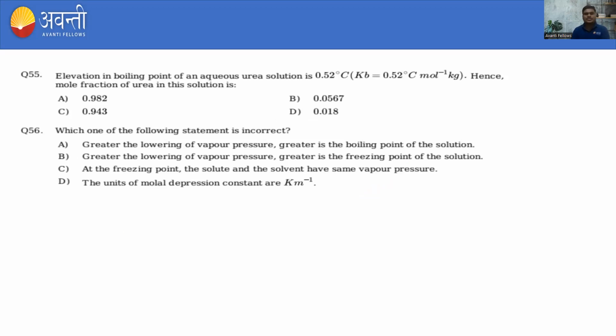Now, move to the next question. That is question number 55. So, what does question number 55 basically ask? In this question, they are asking: the elevation in the boiling point of an aqueous solution is 0.52 Kelvin, which is already given, 0.52 degrees Celsius. Kb is also given. You have to calculate the mole fraction. So we know, by using the formula of elevation in boiling point, that delta Tb is equal to Kb into m. So you can easily calculate m because delta Tb is given as 0.52 and Kb is also given as 0.52. So molality comes out to be 1.